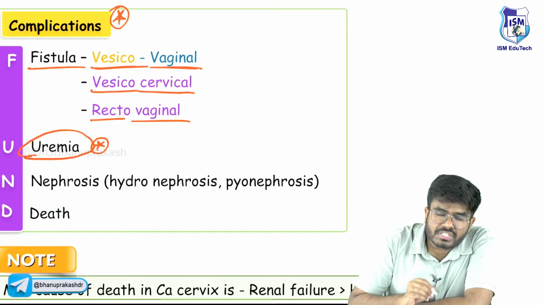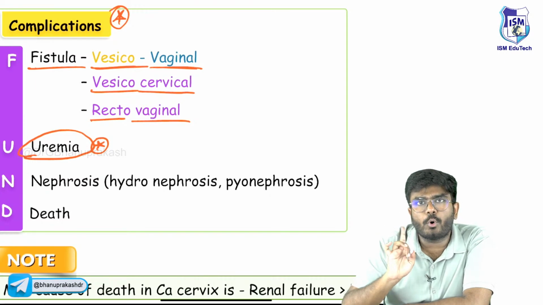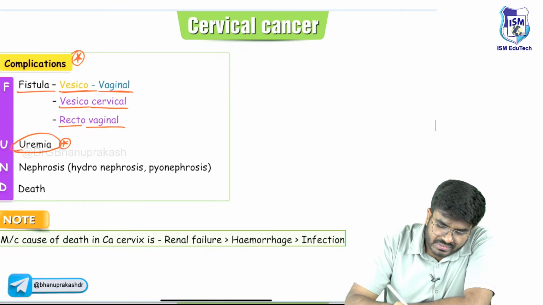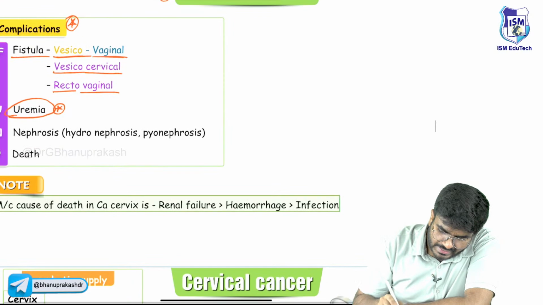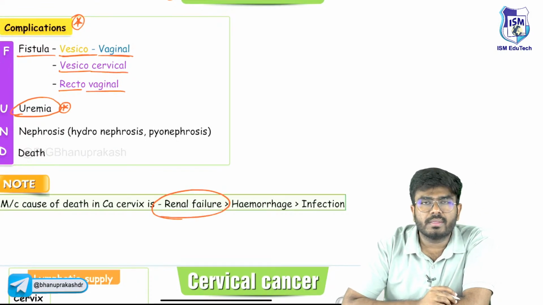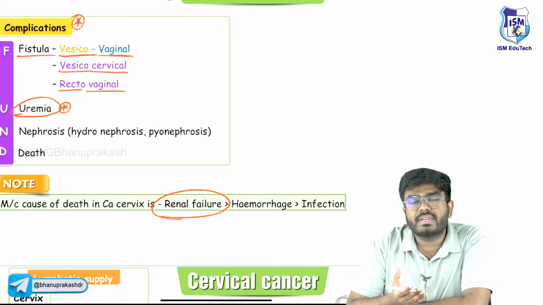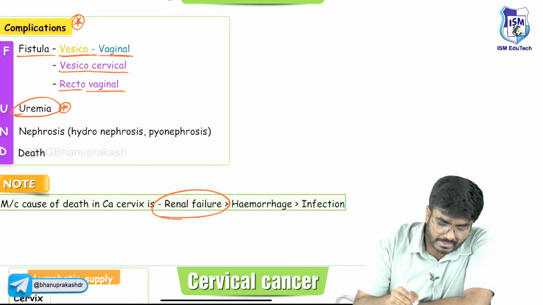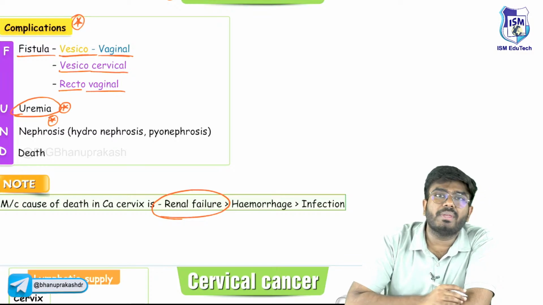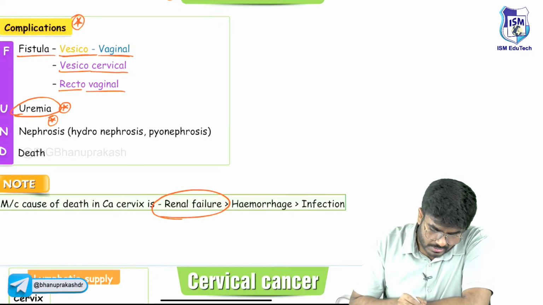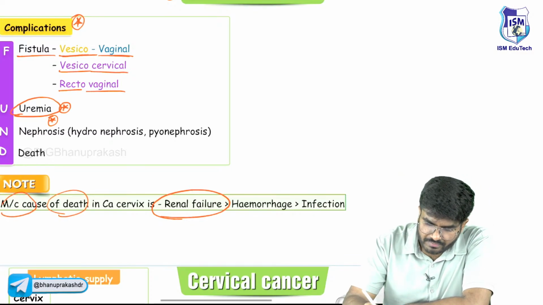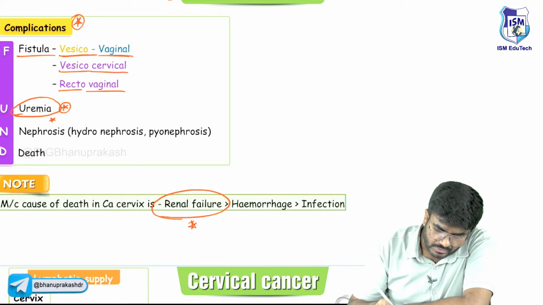The point which I want you to know from this slide: whoever is having cervical cancer is actually going to die of renal failure. The metastasis will extend into the kidneys. The cancer cells will go into the kidneys and can lead to kidney failure. That kidney failure causes uremia, and that actually kills the patient. So the most common cause of death in a female with cervical cancer is renal failure.